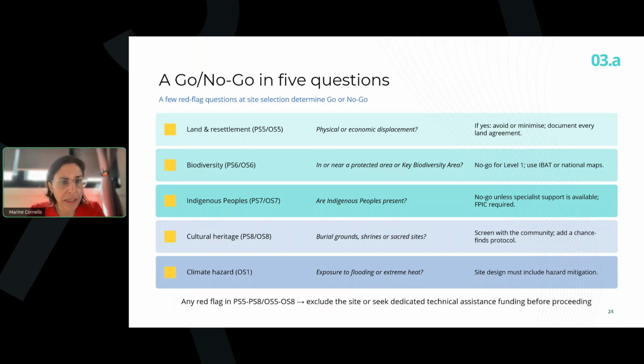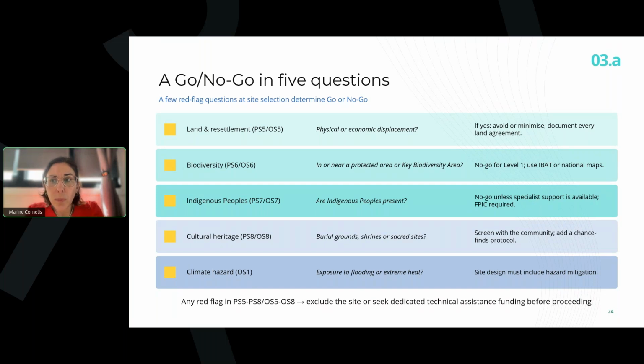And the cultural heritage, you must ask, is there a burial grounds, shrines, or sacred sites? Then you screen with the community and also add a chance find protocol. And then on the climate hazard, is there exposure to flooding or extreme heat, for instance? It means that the site design must include hazard mitigation. So it's a go or no-go gate. It's a gate. And it also feeds your own risk categorization.